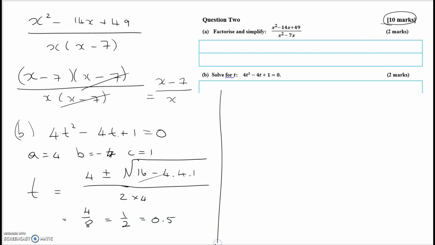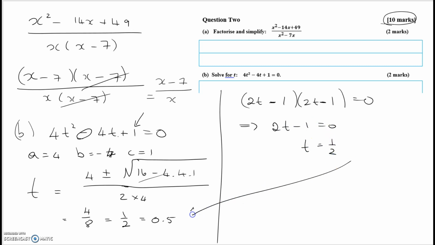Now, if you thought straight off that you could factorise it, you're looking for two things that will multiply to make 4t squared. Let's go for 2t, and the only things that we can multiply to give positive 1 are 1 and 1. So because we've got a negative sign there, then we need a minus and a minus. So therefore 2t minus 1 equals 0, t equals a half as before.